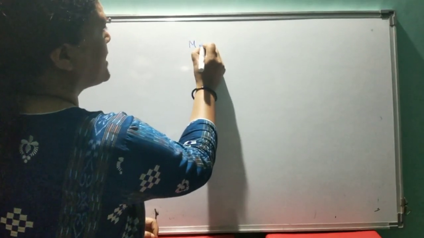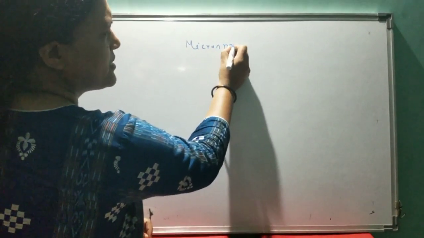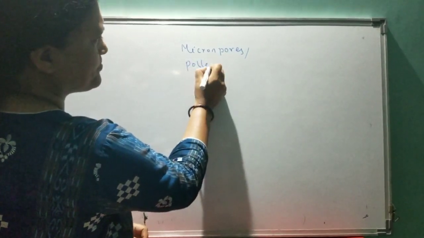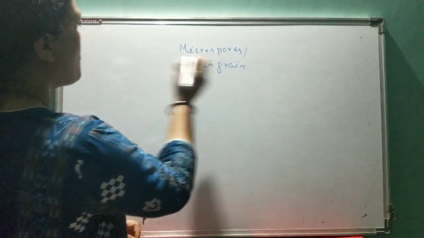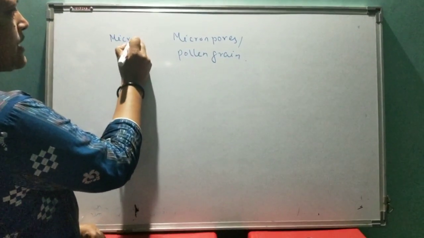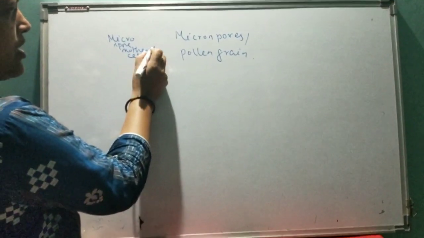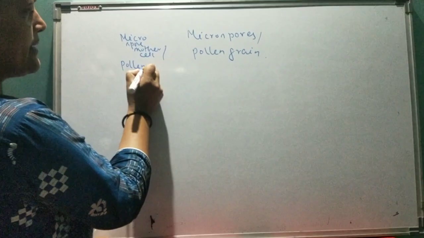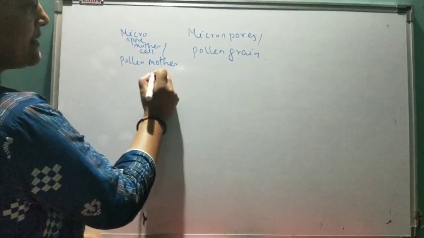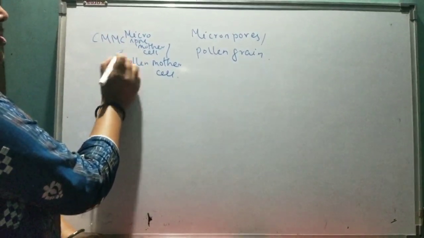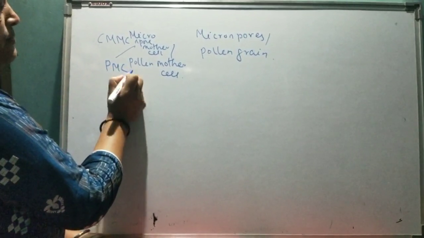We will study microsporogenesis. What is microsporogenesis? Formation of microspores. These microspores are also called pollen grains. They will be formed from the microspore mother cell, which is also called the pollen mother cell. We can write it as MMC, microspore mother cell, or PMC, pollen mother cell.